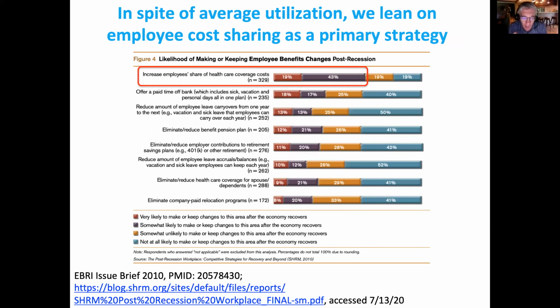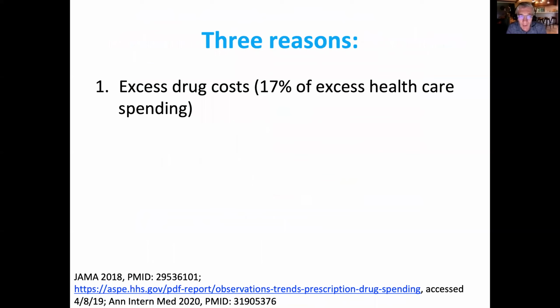So in spite of good data that shows that Americans are not excess healthcare utilizers, companies have mostly leaned on employee cost sharing as their primary strategy. About 60% of companies or so have gone toward things like high deductible healthcare plans, with the intention of driving down healthcare utilization, in spite of the fact that we know that Americans don't overconsume healthcare.